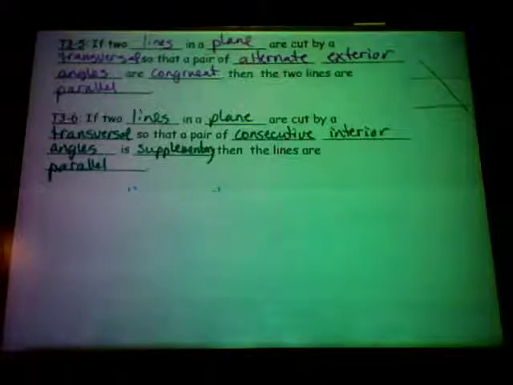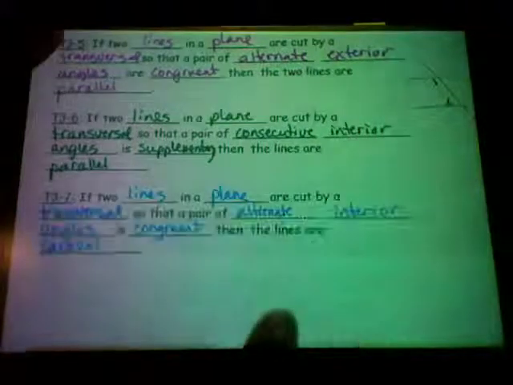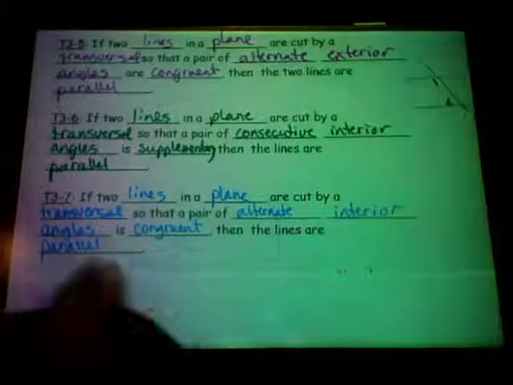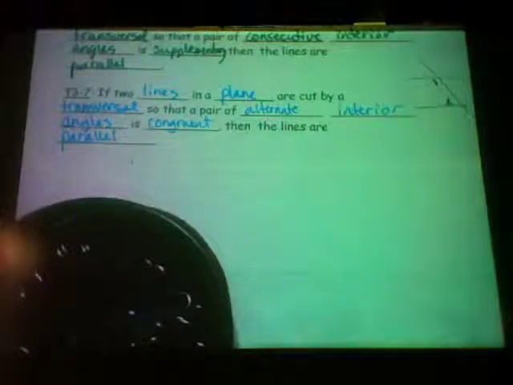And so draw your picture to go along with that. Your consecutive interior angles would be on the same side of the transversal, but inside the parallel lines. The last one of the angle relationships would be alternate interior.